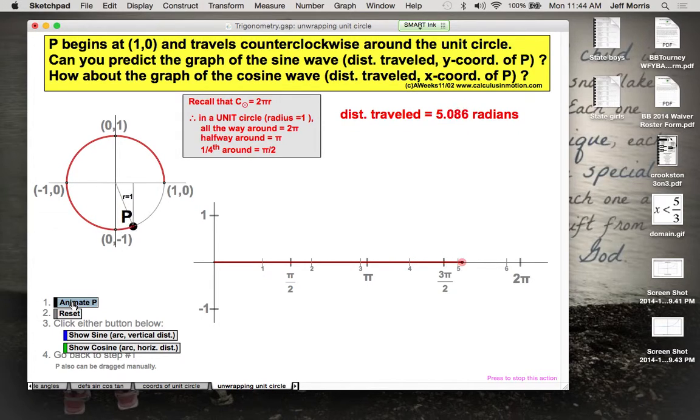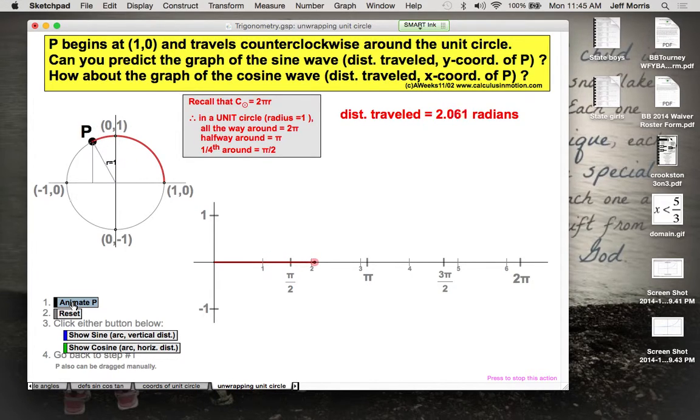Now, when I graph sine, and that's what we're going to do now, he did cosine, we can do cosine in a second. When I graph sine, you're going to notice that the x value is still going to be the distance that the angle travels along the arc. For example, right now it's traveled 3 pi over 2. The x value is the distance traveled on that arc. That's the angle in radians.